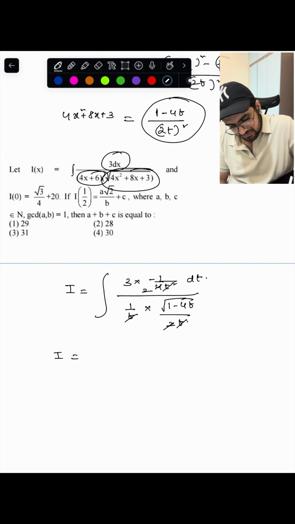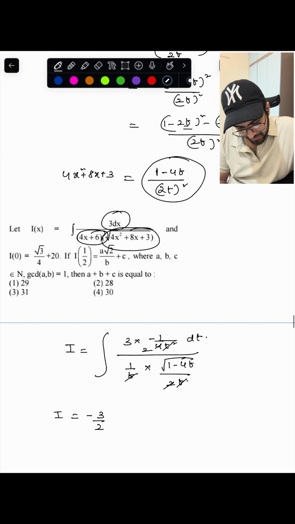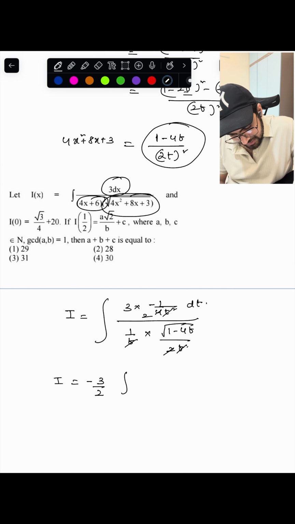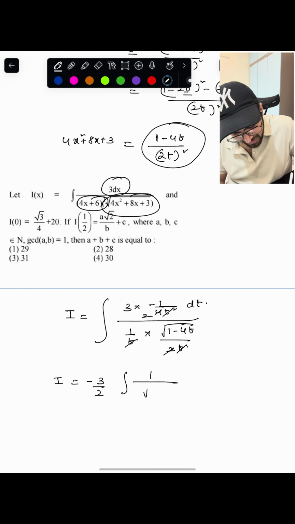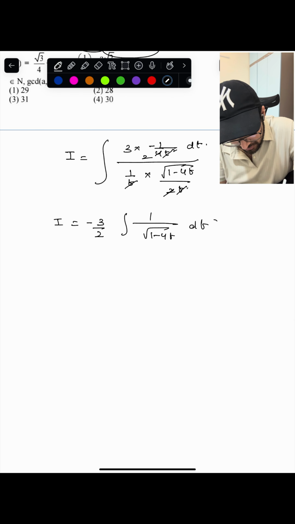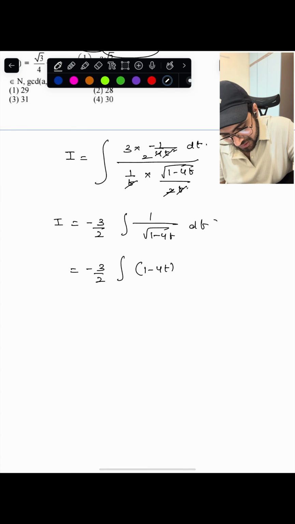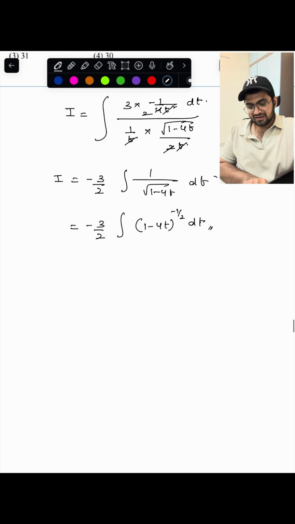I equals minus 3 by 2 integration of 1 by root of 1 minus 4t dt, right? So we need to sort this out. So minus 3 by 2, what I will write is this one as 1 minus 4t whole power minus 1 by 2 dt, right? Then it's a simple integration now.